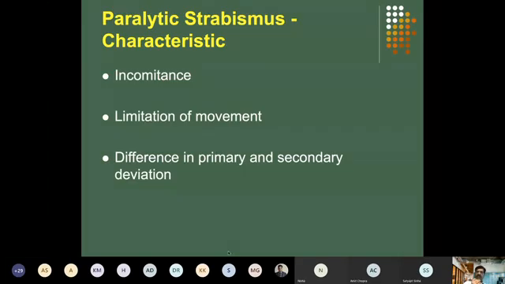One or more of the muscles will be paralyzed. That is the limitation of movement. So now, depending on which nerve is paralyzed, we can expect the limitation of movement.